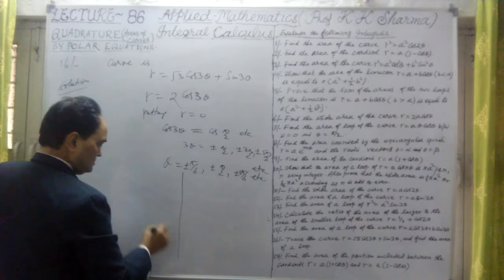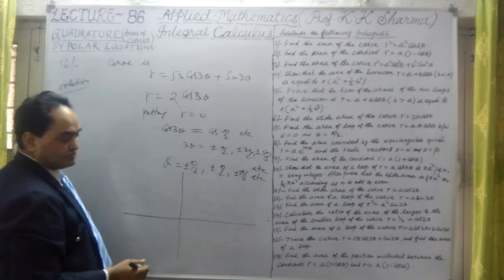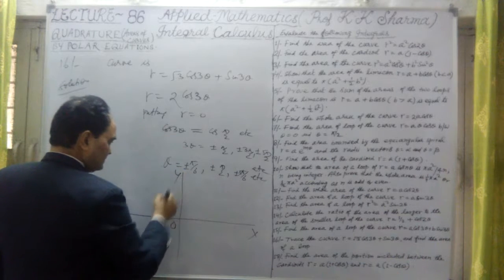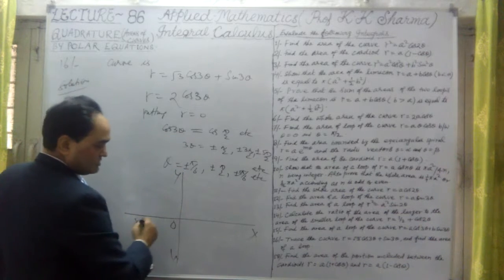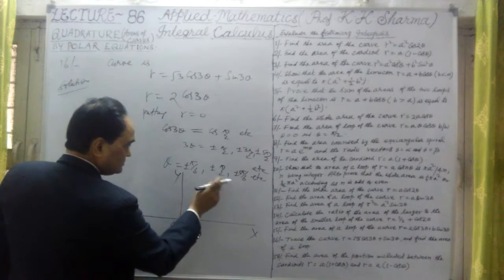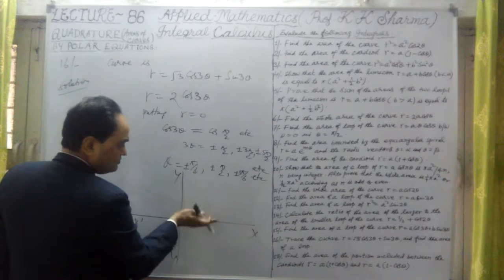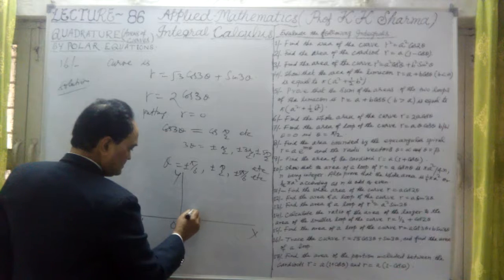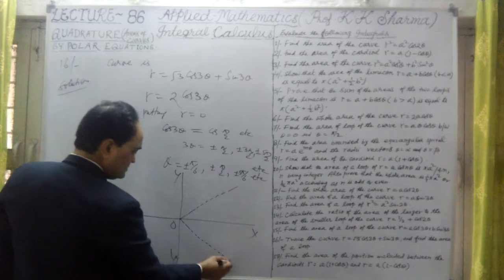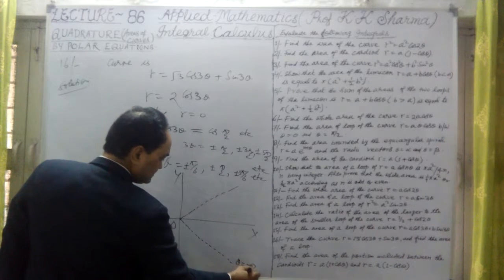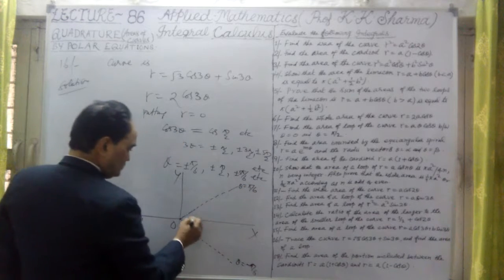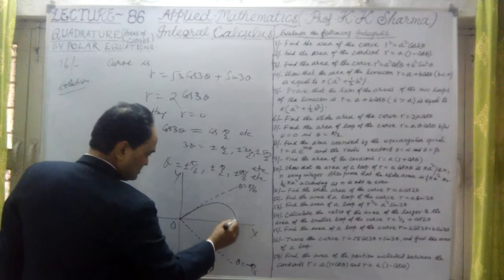Again, the same type of loop as we drew in question number 15. This is the x, O, y axis, y dash axis, x dash axis. The initial line is this. We have taken O as the pole and OX as the initial line. So the first curve will be between minus pi by 6 and pi by 6. This is theta equal to minus pi by 6, and this is theta equal to plus pi by 6. So the first curve will be in between these.